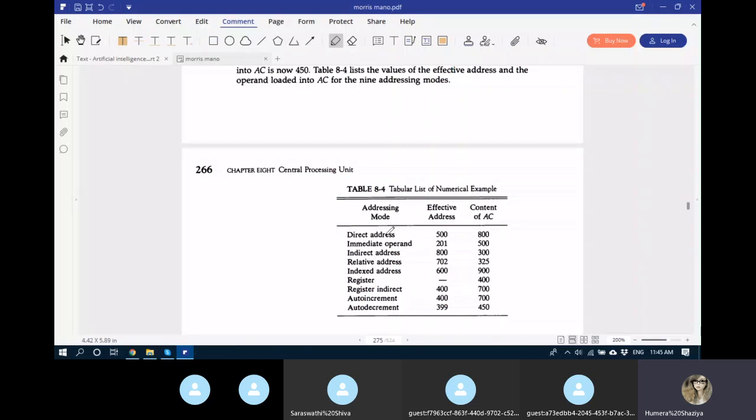Look at here, direct address means the effective address will be 500 and the operand will be 800. Immediate operand means the effective address is 201 and the contents will be 500.